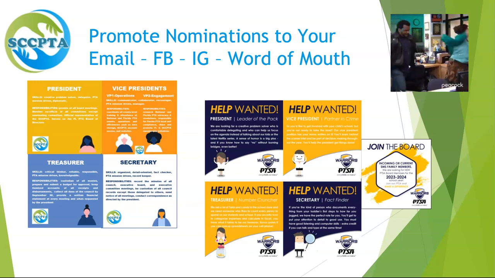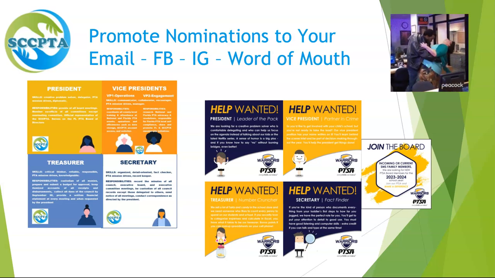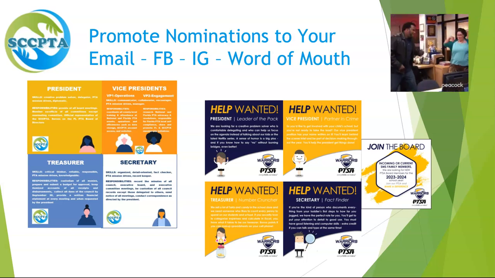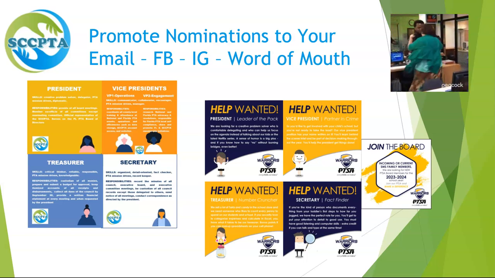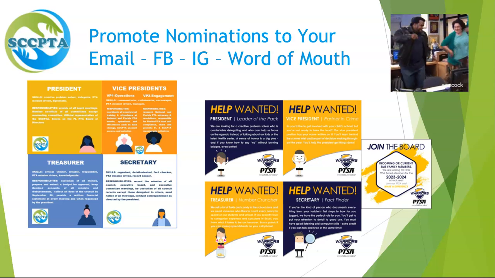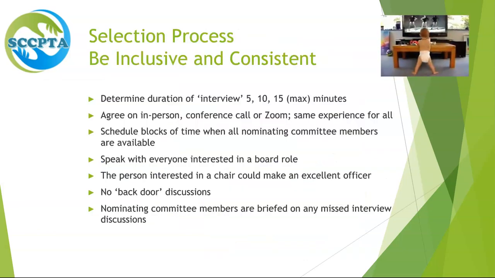And don't forget that even if they want to continue however many times, your bylaws will dictate how many years in a row someone can continue in a role. Usually it's 2, but the maximum is 3. Check your bylaws. All right, selection process.